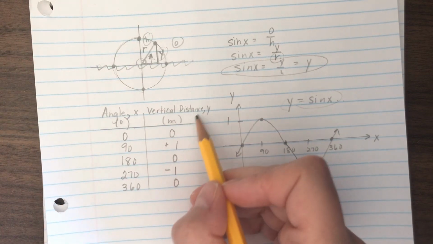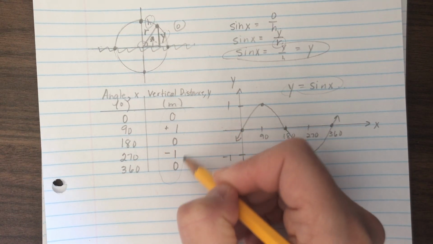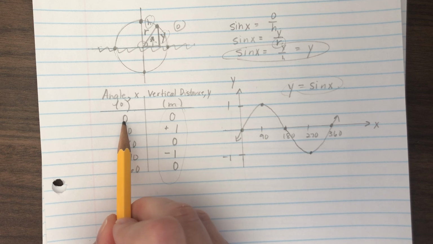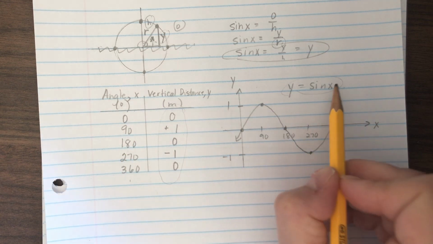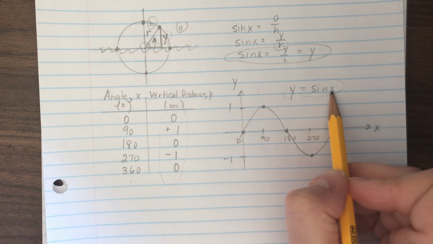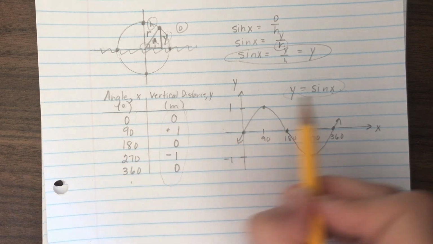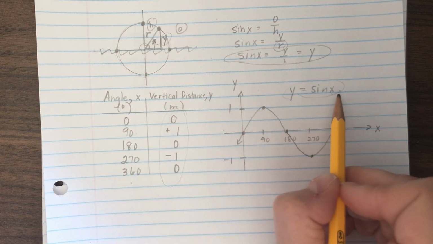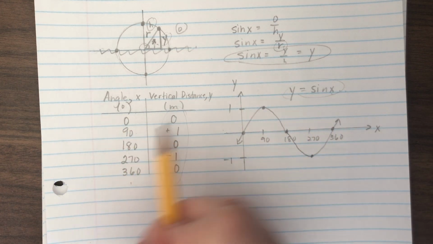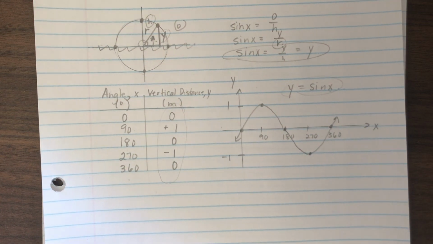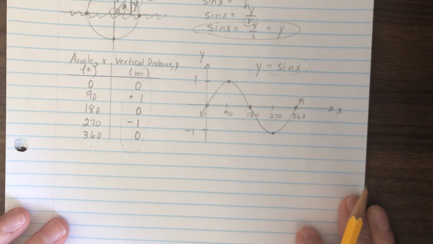You can come up with these values here simply by taking these angles and plugging them into this equation for x. So sine of 0 on your calculator would give you 0. Sine of 90 would give you 1. Sine of 180, 0. 270, -1. And 360, 0. Now let's look at some of the properties.